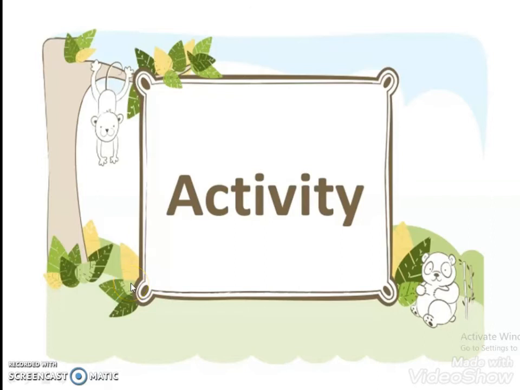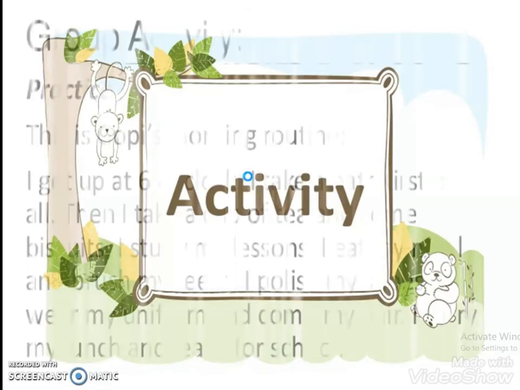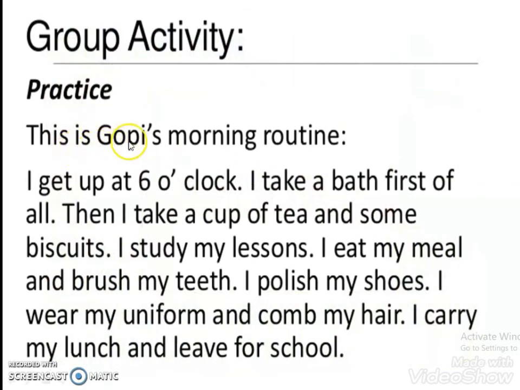Now it's time for activities. Let's look at the first activity. This is Gobi's morning routine. I get up at 6 o'clock. I take a bath first of all. Then I take a cup of tea and some biscuits. I study my lessons. I eat my meal and brush my teeth. I polish my shoes, I wear my uniform and comb my hair. I carry my lunch and leave for school.